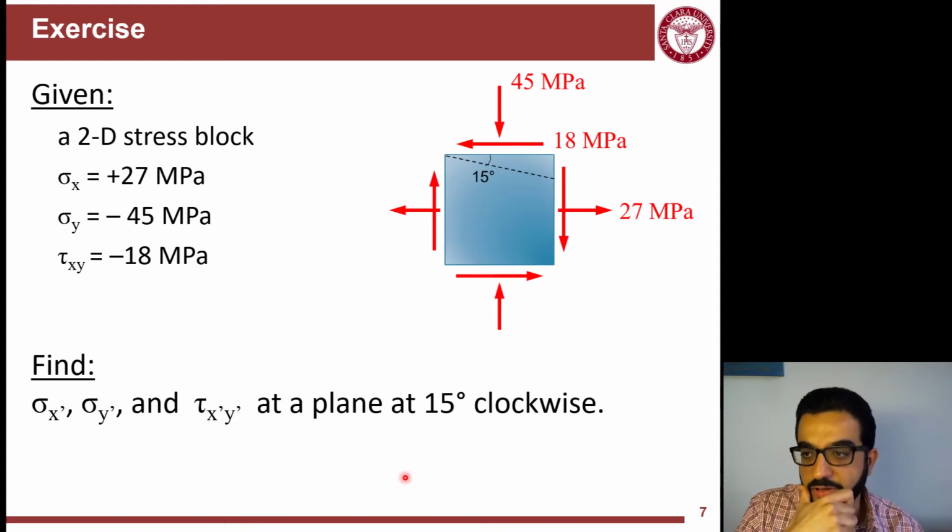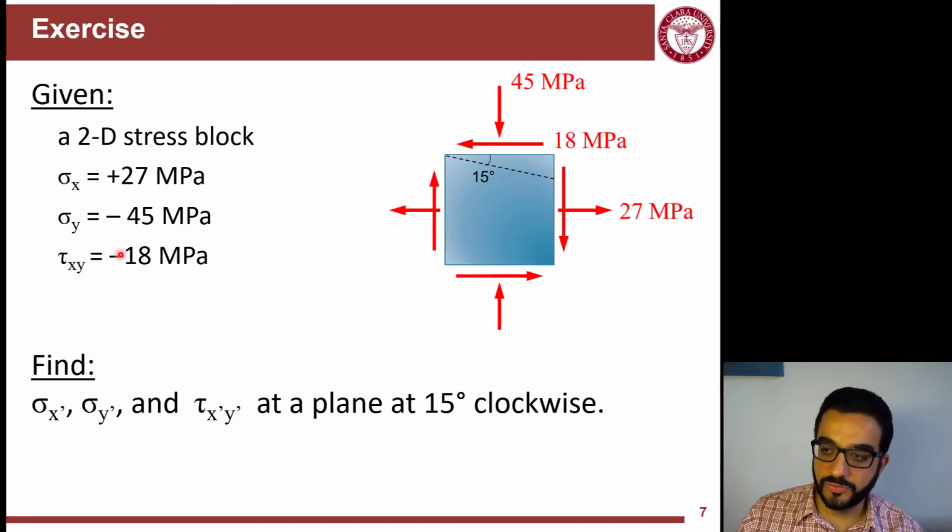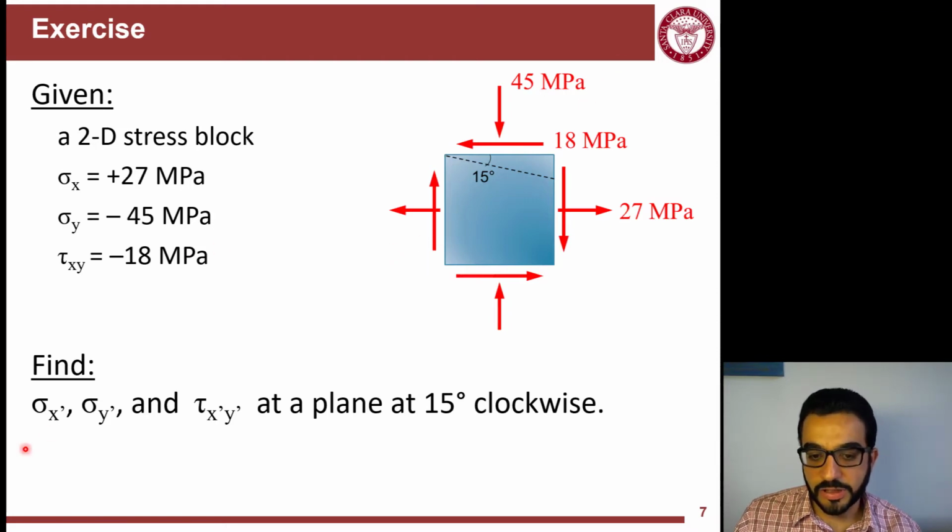So we have here this stress block, given sigma x, sigma y, and tau xy. Just to confirm, tau xy is equal to negative. It's going this way, squeezing this block along this line, going through the first quadrant of the axes. And we need to find sigma x prime, sigma y prime, and tau x prime y prime at 15 degrees clockwise.